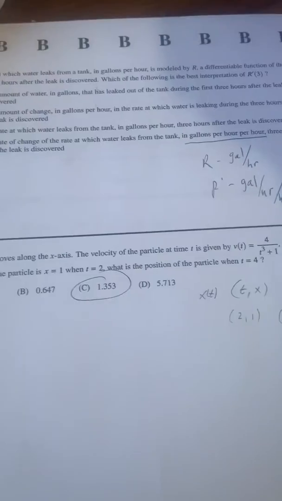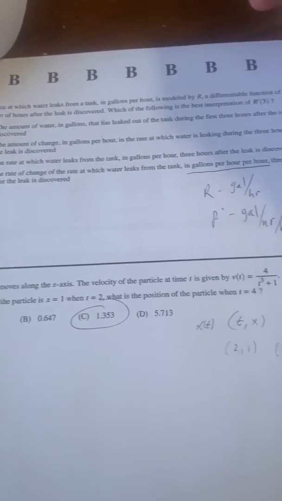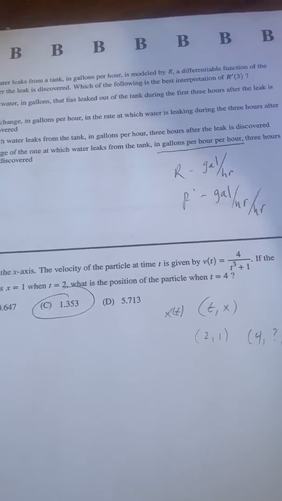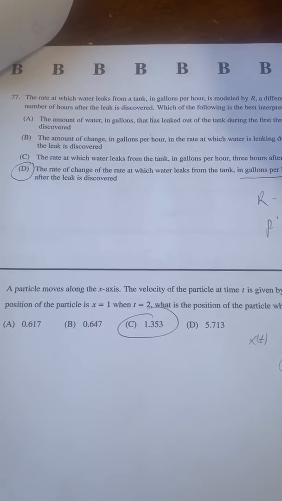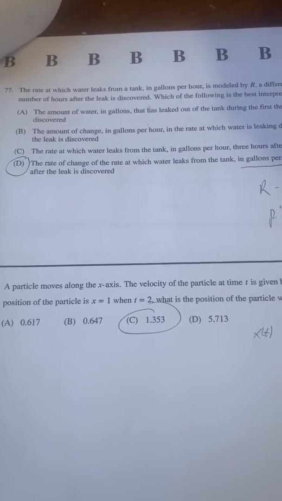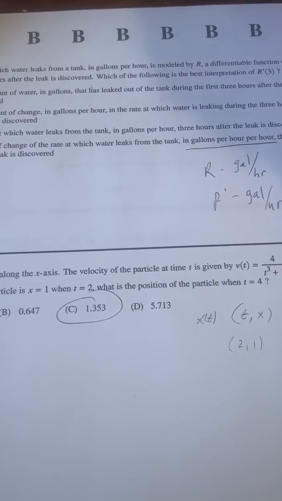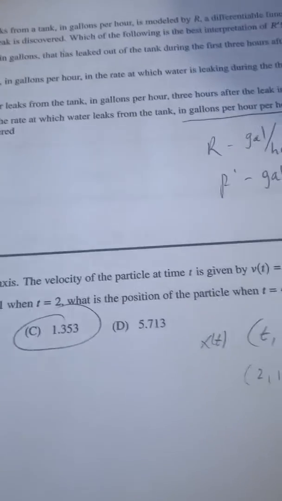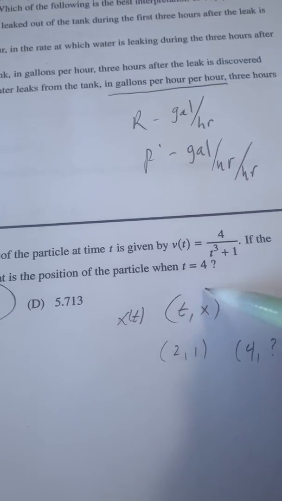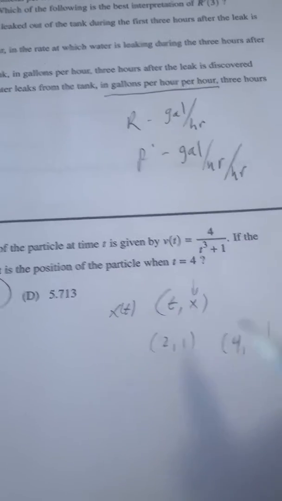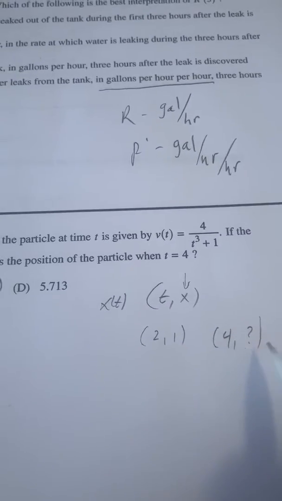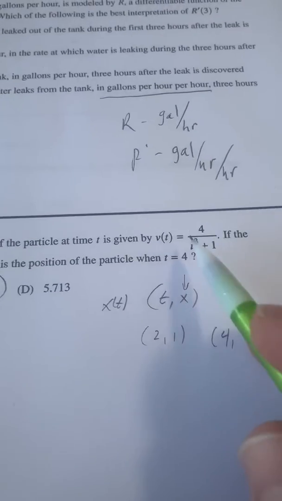So literally just with the units, you can answer that question. 78 says a particle moves along the x-axis. The velocity of the particle at time t is given by v of t equals that function. If the position of the particle is 1 when time is 2, then what is the position of the particle at time equals 4? So this function x of t has points t comma x. So x is an output, which a lot of times bothers people. We have a point 2,1, we have a point 4, I don't know. So this is the velocity.